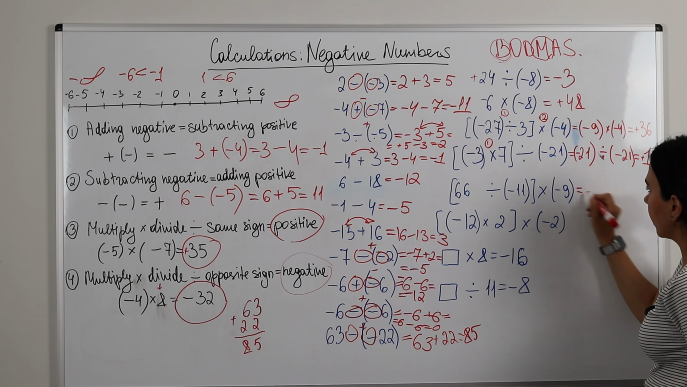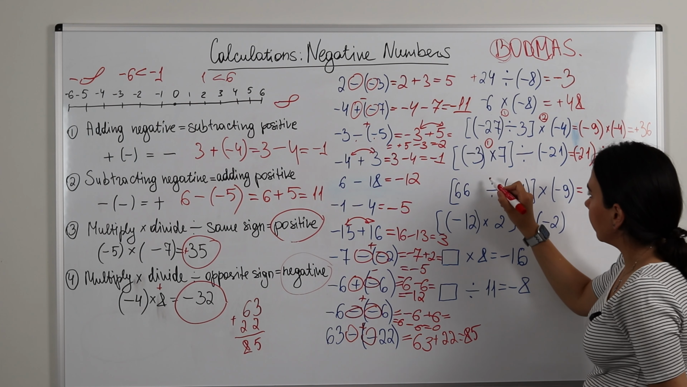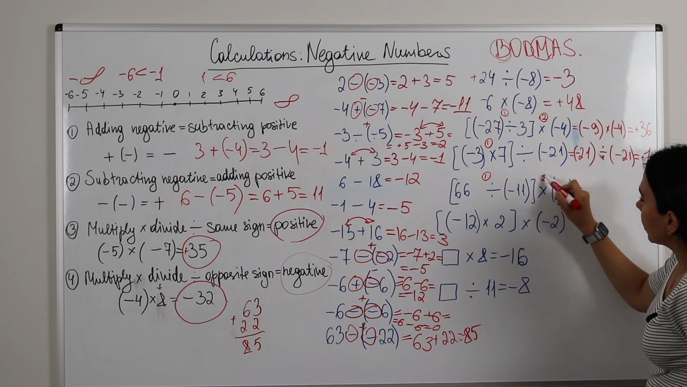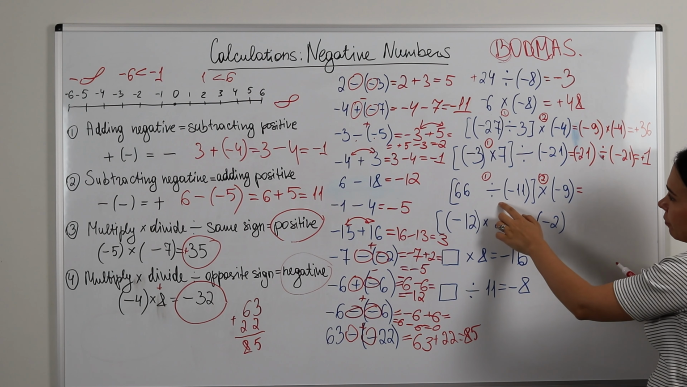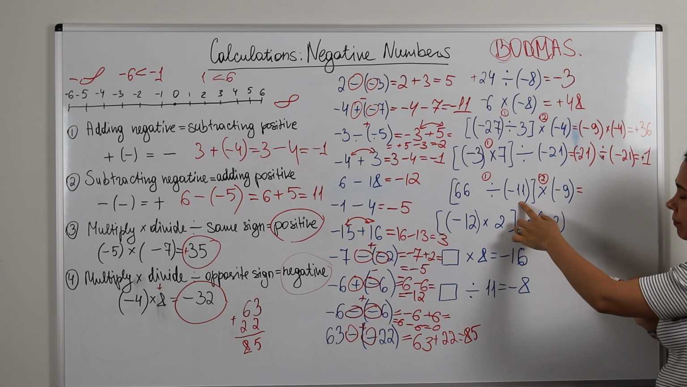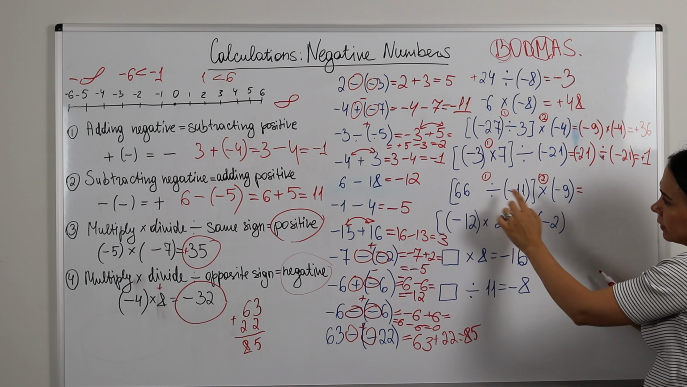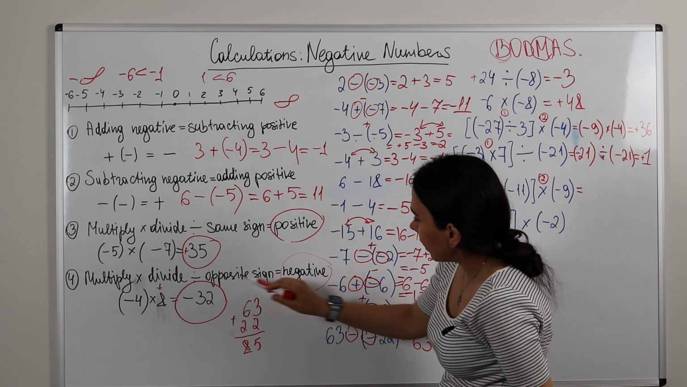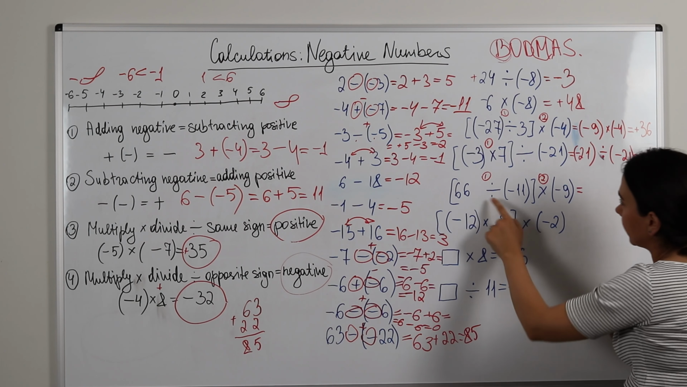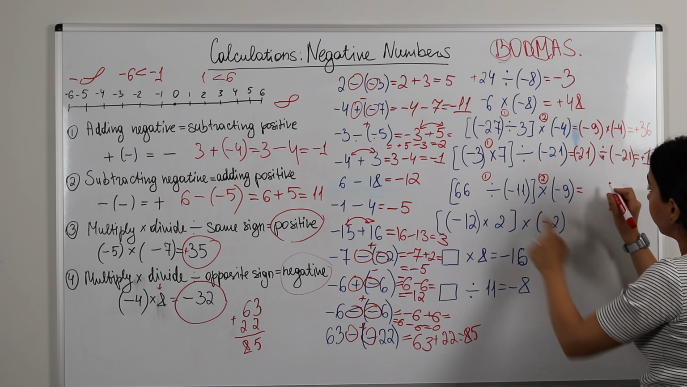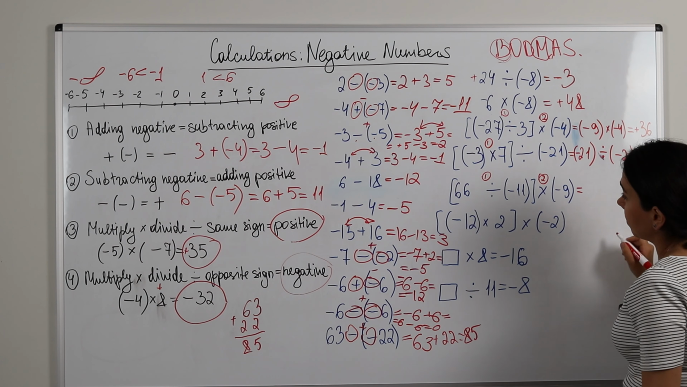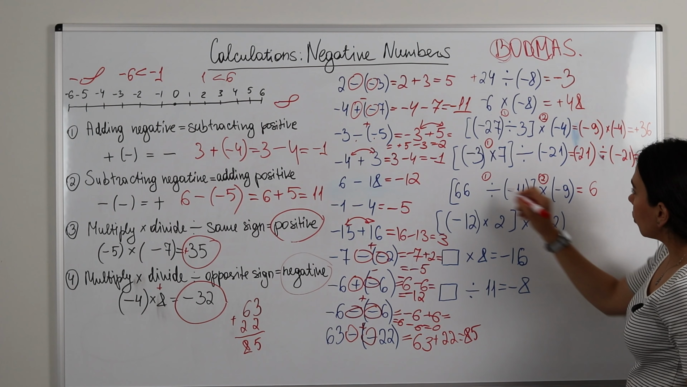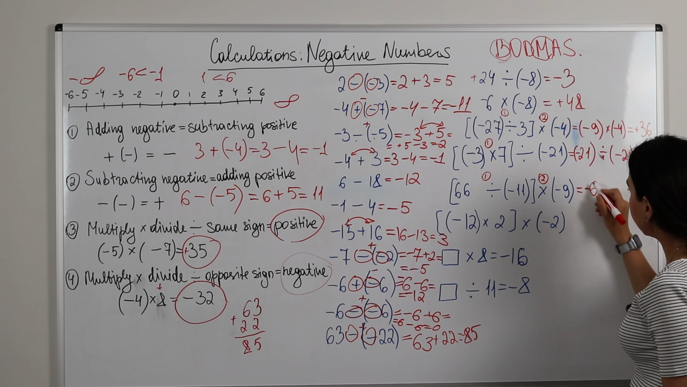Next, here we've got a bracket, and we do the bracket first, and then multiplication second. 66 divided by minus 11. 66 is plus, minus 11 is negative. If we are multiplying or dividing opposite signs, we get the negative result. 66 divided by 11 is how much? 6. If you said 6, that's correct. And since it's opposite signs, we do minus 6.